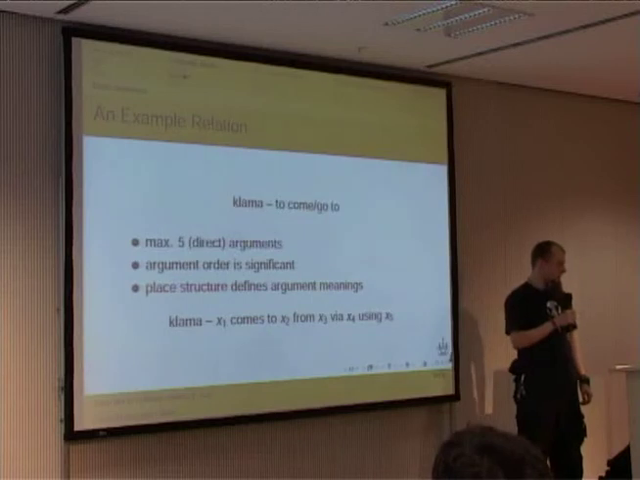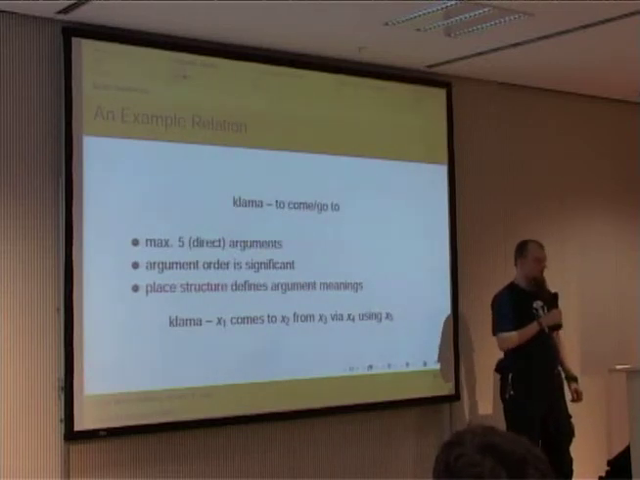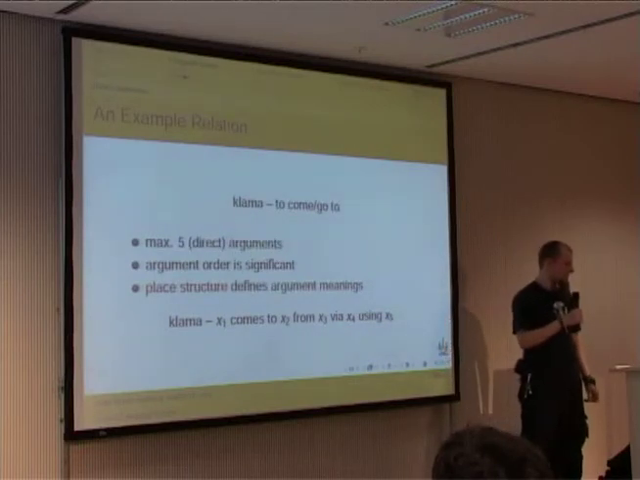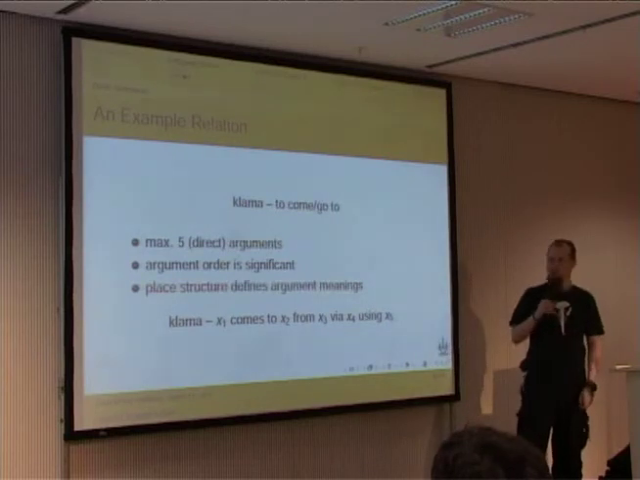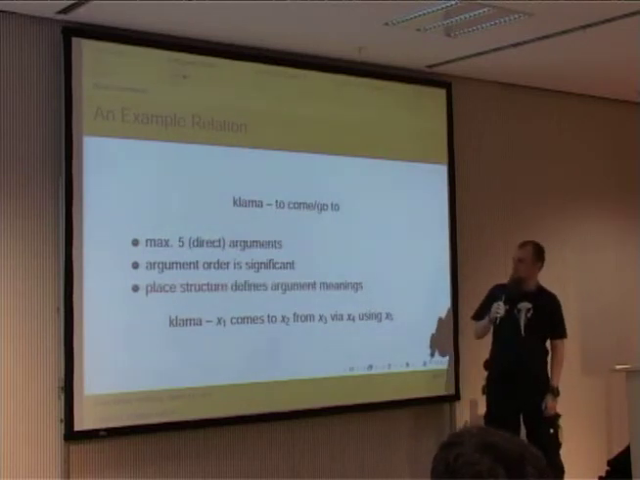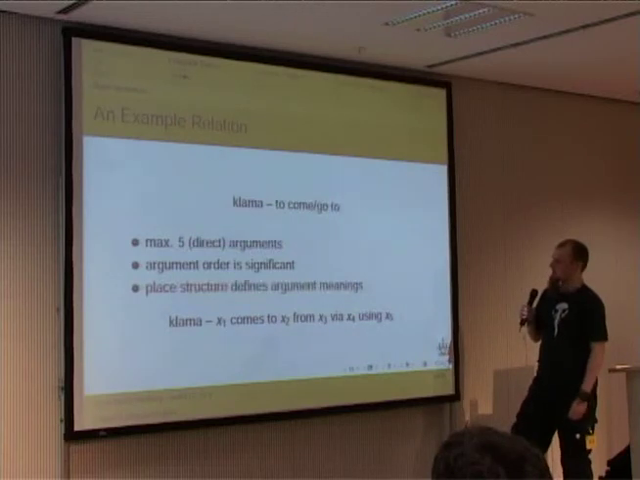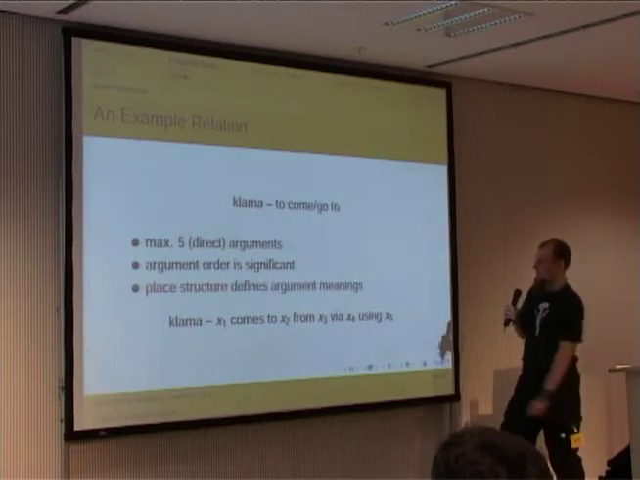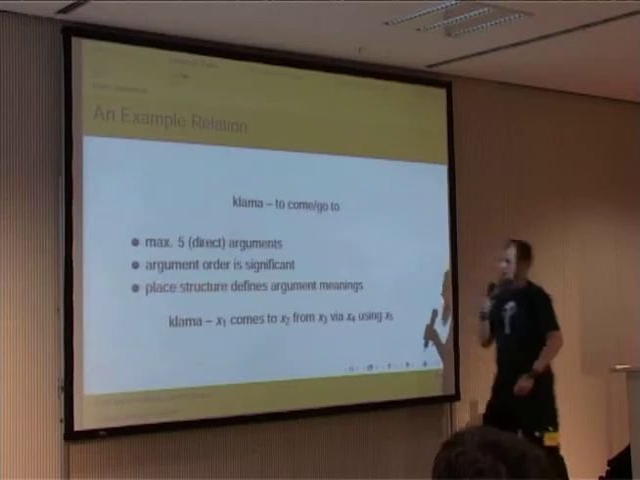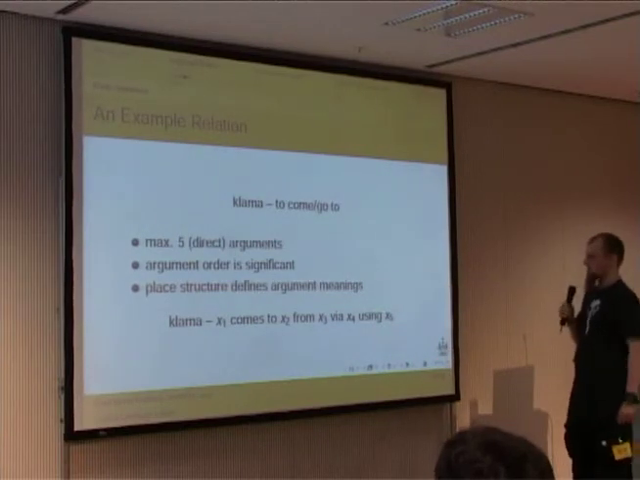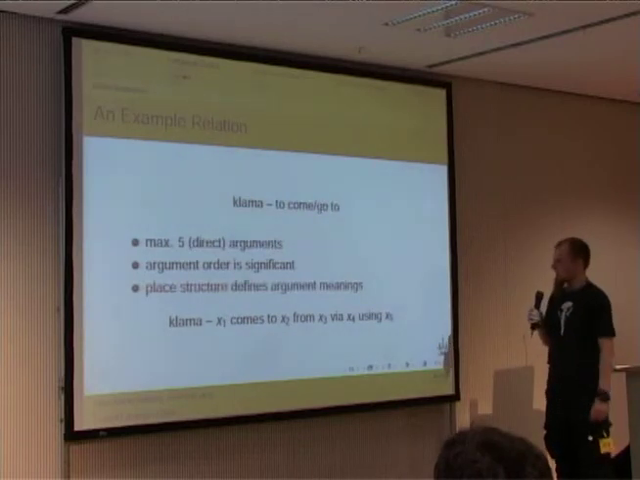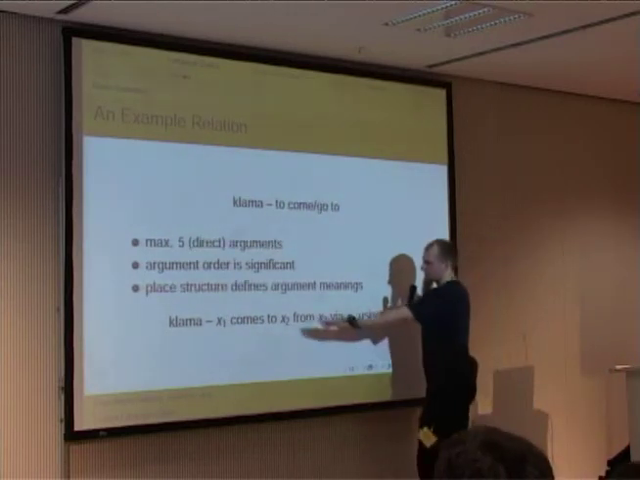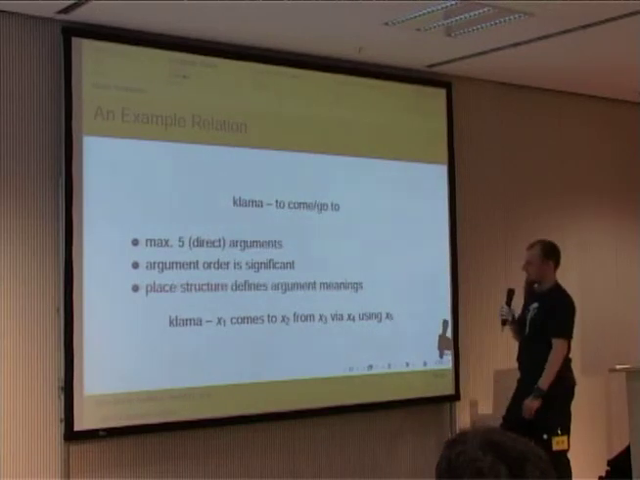So, what's our example relation? The word is klama. It means to come or go somewhere. It has 5 arguments, or direct arguments. You can add more with special words if you need them. Their order is, of course, significant, and this is called the place structure of the word. That explains what it means. You have klama, you write it in the syntax that I've said before, and then you have the arguments 1 through 5, and that's what it means.